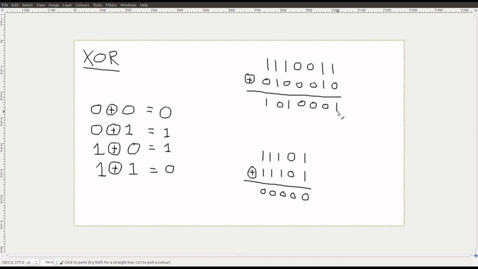Now one key thing to notice here is that if two numbers are equal, the XOR of them is 0, kind of trivially, because if the digits are equal, then it's 0, and it's done digit-wise, so you know it's all 0. And obviously if they're not equal, then the XOR of them will be non-zero.